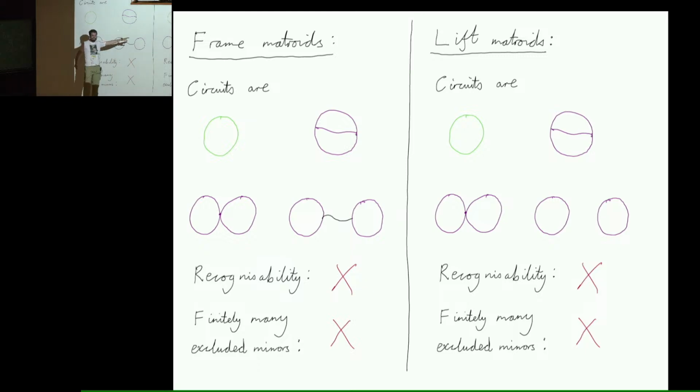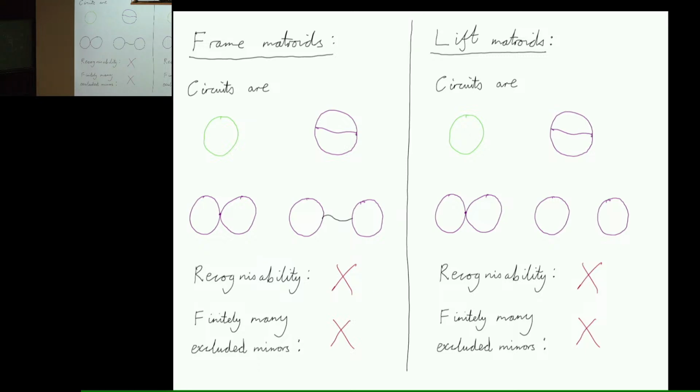The same is true on the lift side. You can build matroids which are very, very close to being lift. They almost look like this, except that they have just one or two hidden circuits of this kind, right? And so you can't tell, okay, is it really a lift matroid?